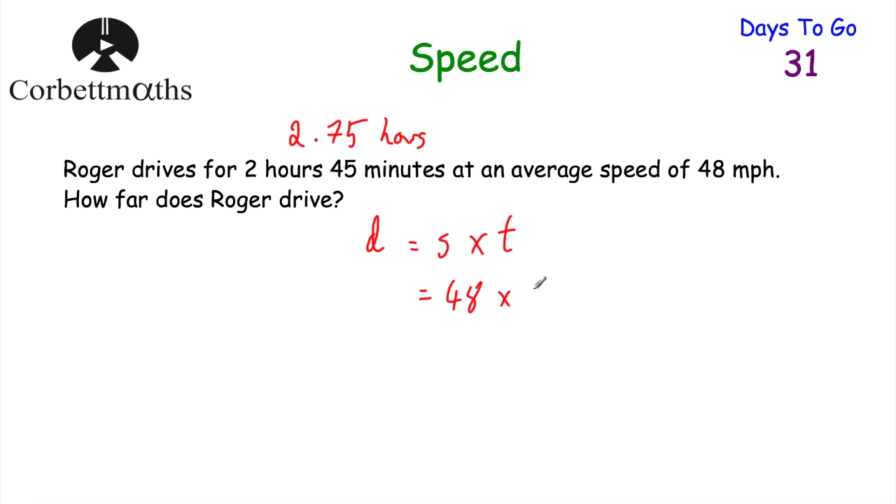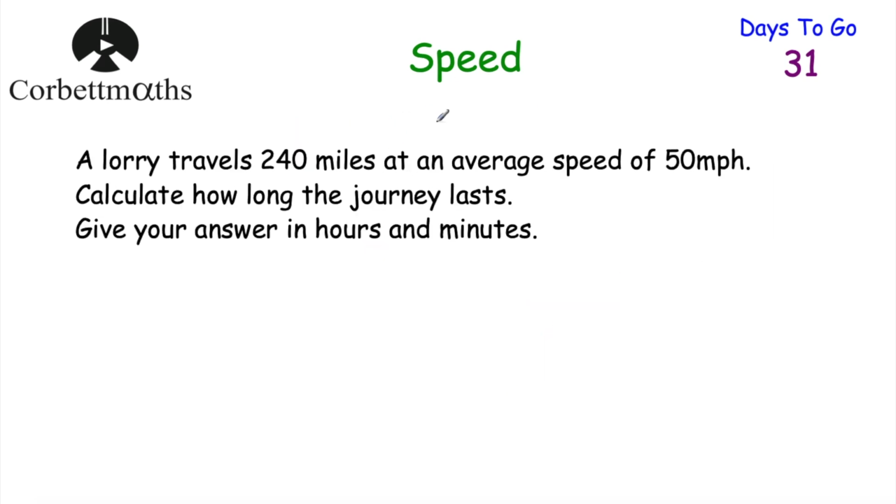So we're going to do 48 multiplied by 2.75. And when we do 48 multiplied by 2.75, that's equal to 132 miles. And that's it. And if you got that, well done. Okay, let's have a look at another question.